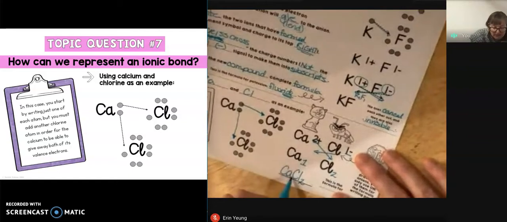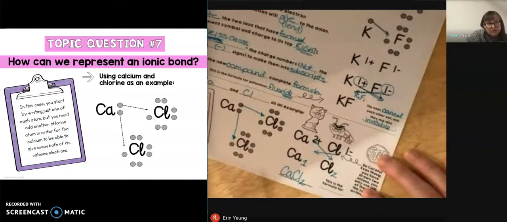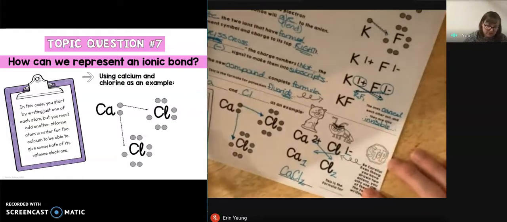Because this 1 over here is invisible, and we don't need to write it down, but it took 2 chlorines to satisfy 1 calcium. So you don't have an equal number, so they don't cancel each other out. Does that make sense? We're going to do a bunch more of these to make sure that this makes sense.